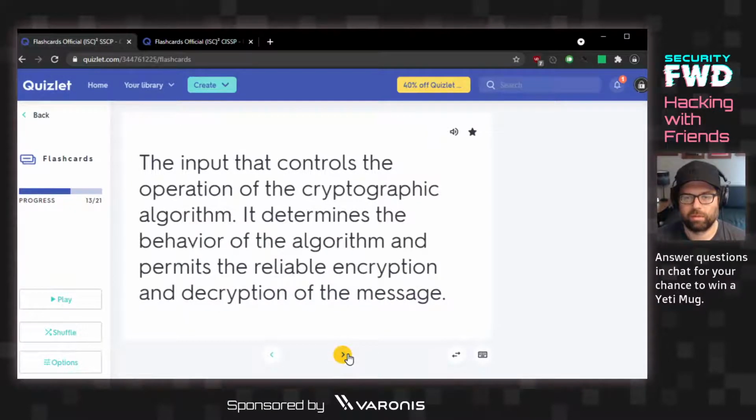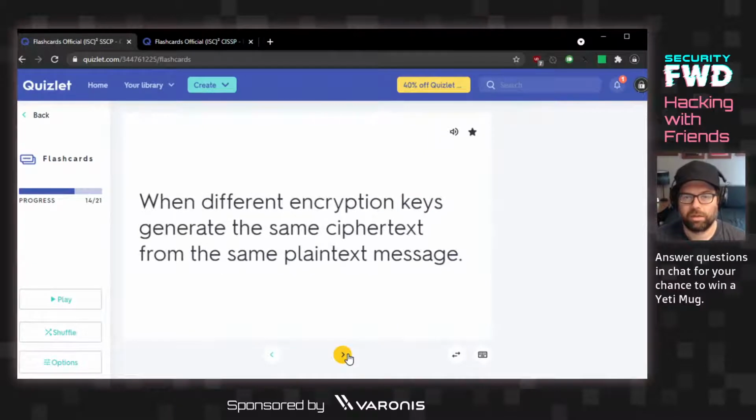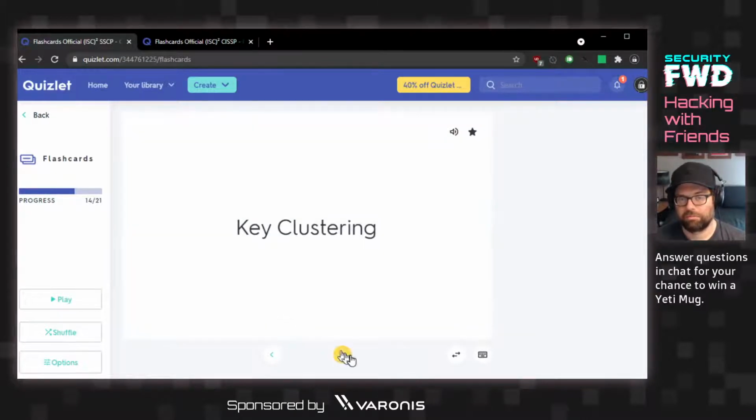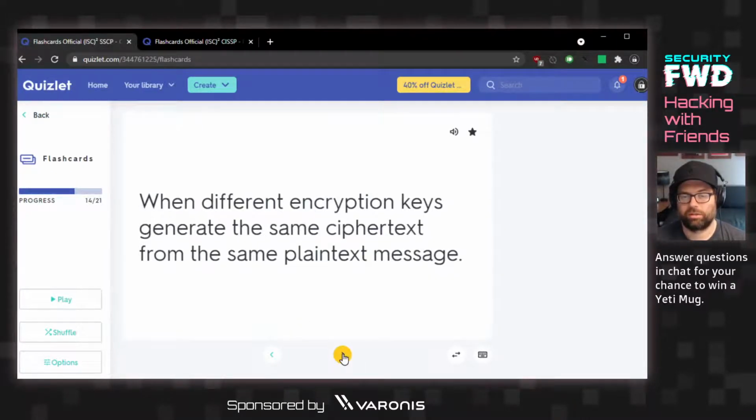So, all right. When different encryption keys generate the same ciphertext from the same plain text message. Different encryption keys. I think it's collision. That's my guess. Key clustering. Different encryption keys generate the same ciphertext. Interesting. All right. Did not know that one. All right. Key clustering.